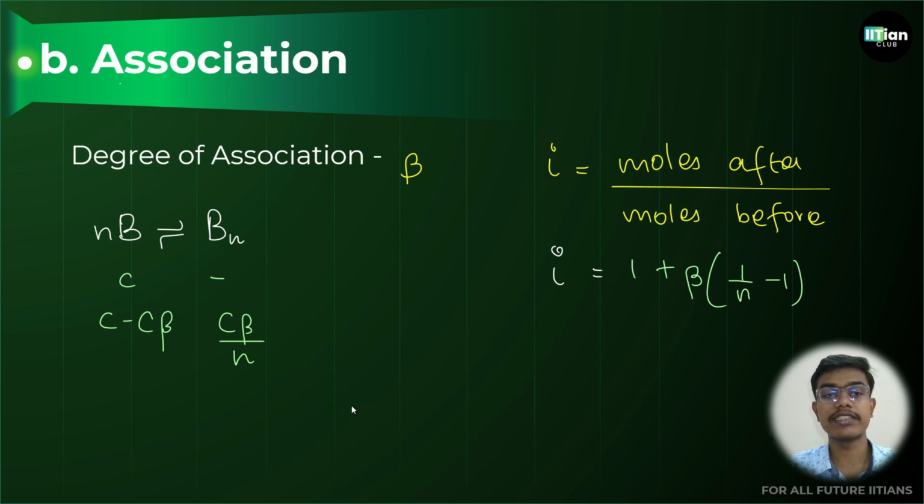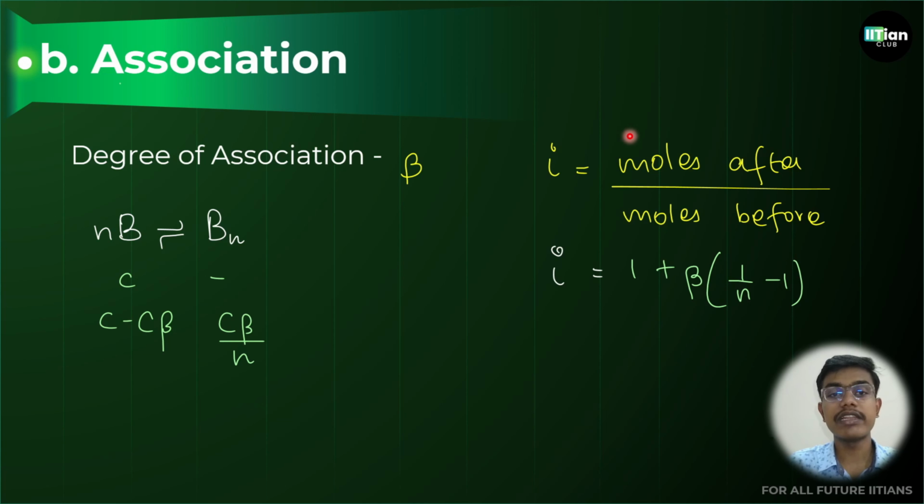The next one is association. In association, there will be n different B's. It can be anything like CH3COOH or anything. n different B's are getting associated into a single thing, and that single thing will be denoted with B_n. Initially, the concentration of B's is C. Because of association, there will be some reduction, and the degree of association will be beta, so C minus C beta, and here it will be C beta divided by n. This comes from the stoichiometry. Here actually, as n is on the reactant side, we'll be multiplying in the denominator. Actually, we'll be dealing with this in more detail in the chemical equilibrium part.